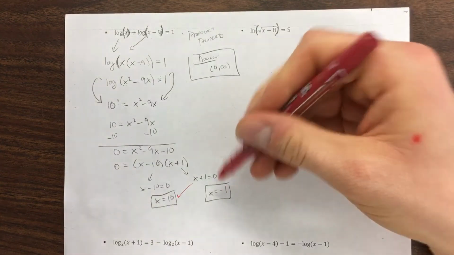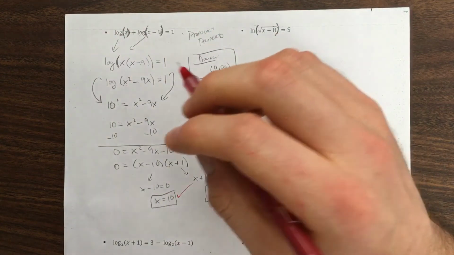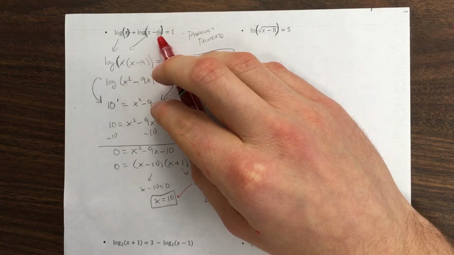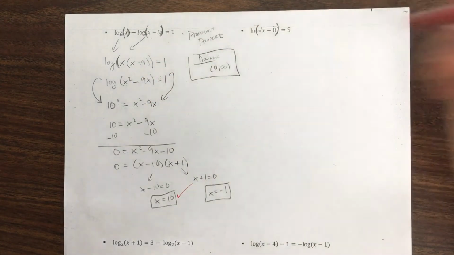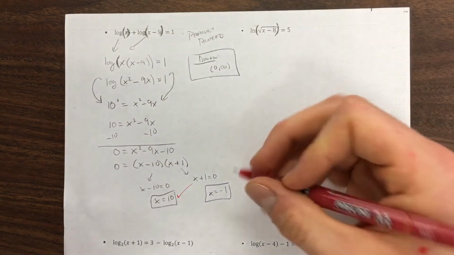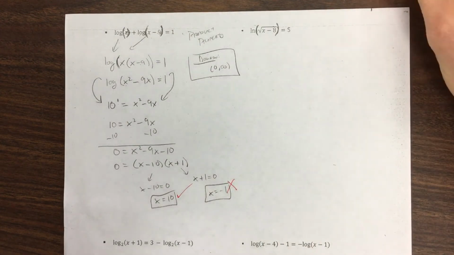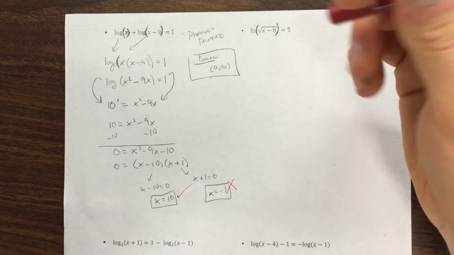However, if we plug in negative 1, here it would be log of negative 1. That's obviously not positive inside our function. Here, negative 1 minus 9 would give us negative 10. So log of negative 10, well, that doesn't work. We can't take the log of a negative value. So that does not work. And so our only solution here would be 10.